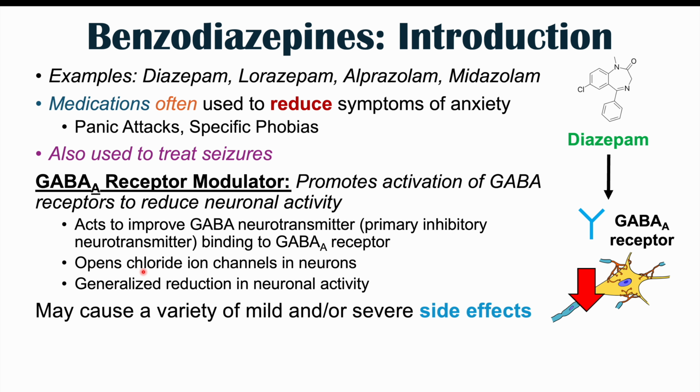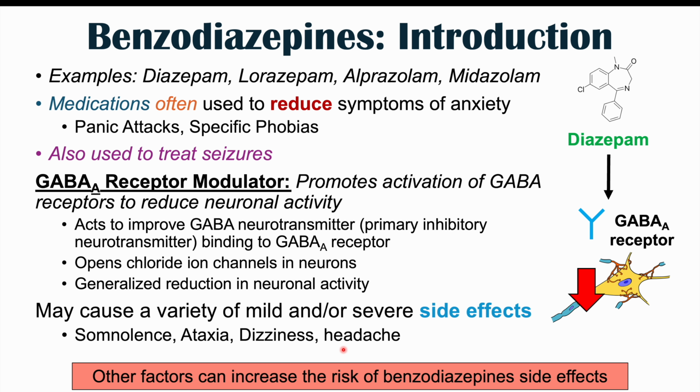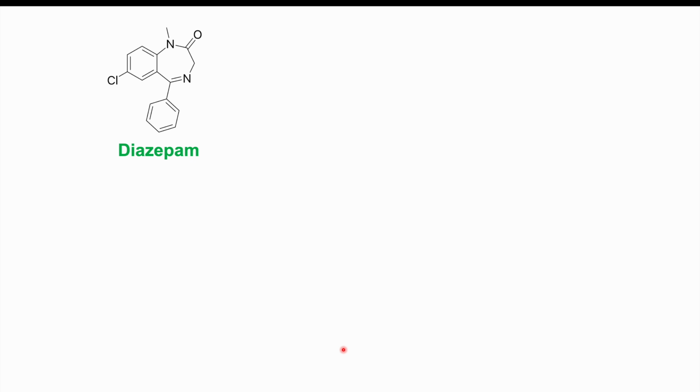Now, benzodiazepine use can lead to a variety of mild and or severe side effects, including somnolence or excessive fatigue and feeling very tired, ataxia, so decreased muscle coordination, dizziness, and headache. And there are multiple foods and beverages that we can consume, including herbal medications and also other prescription medications that can worsen the side effects of benzodiazepines, and we'll discuss those in the upcoming slides. Before we talk about those things to avoid, let's discuss how benzodiazepines are metabolized.